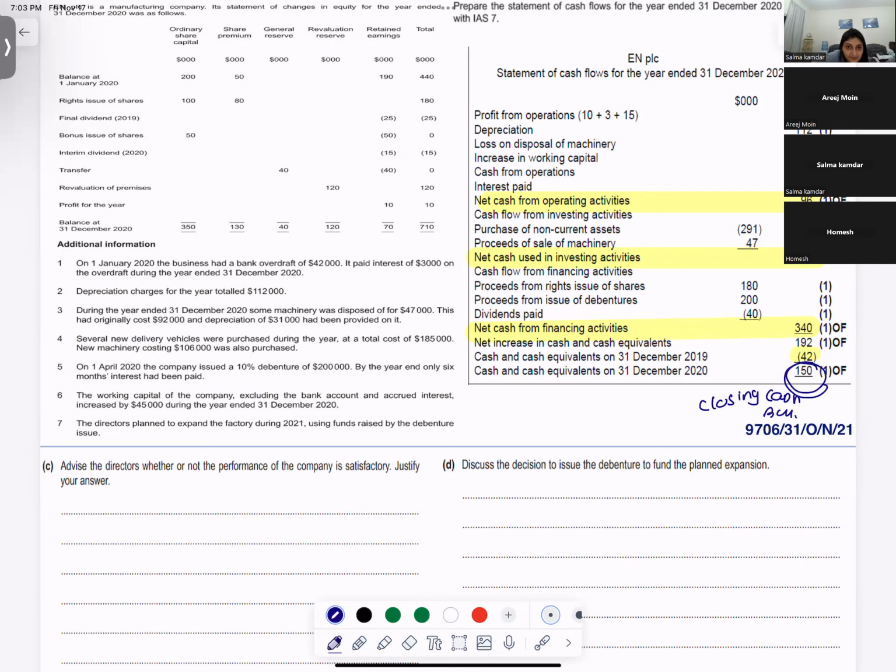It is satisfactory. Why are you saying it is satisfactory? Miss, it's because they have a positive cash flow. Okay, what else? Miss, the company is profitable. It's making a profit.